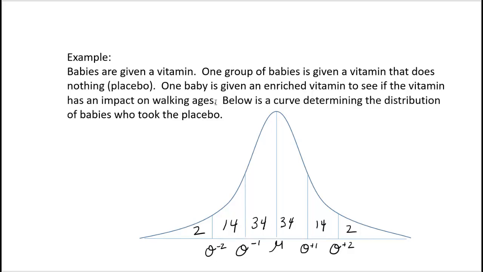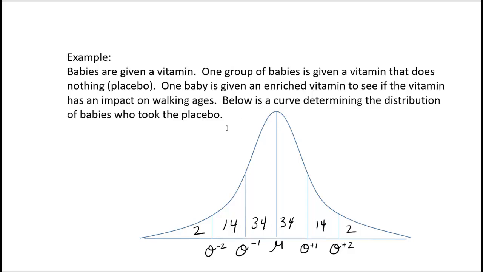And we're going to compare that baby's walking age to the distribution of babies that were given the placebo, the one that did nothing. All right, so now we're starting to think about these terms again. We have a comparison distribution. We're going to compare our sample, a sample of one baby in this case, to a distribution of babies that were given a regular vitamin. So we're going to compare our single baby to a distribution of babies that were given a regular vitamin, and we're going to see if our baby has a different walking age because of the vitamin.